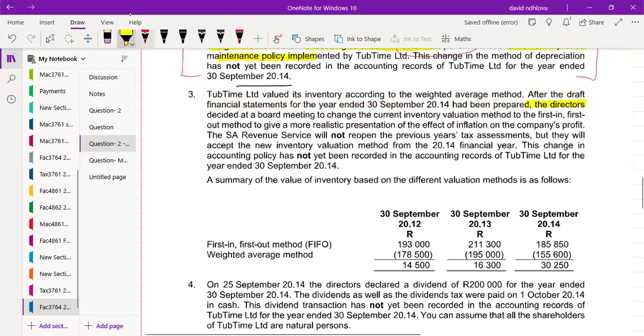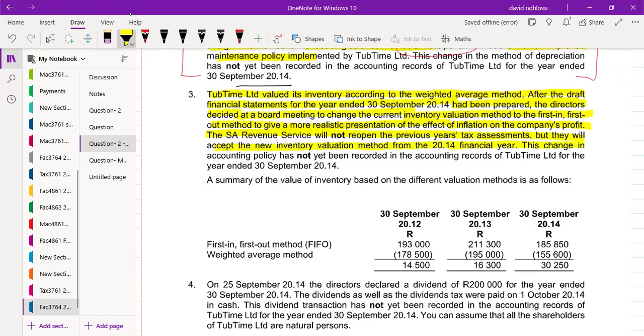Right, so this one is a change in policy. Let's read what it says. Tape Time valued its inventory according to the weighted average method. After the draft financial statements for the year ended 30 September had been prepared, the directors decided at the board meeting to change the current inventory valuation method to the first in, first out method to give a more realistic presentation of the effect of inflation on the company's profit. The SA Revenue Services will not reopen the previous year's tax assessment, but they will accept the new inventory valuation method for the 2014 financial year.